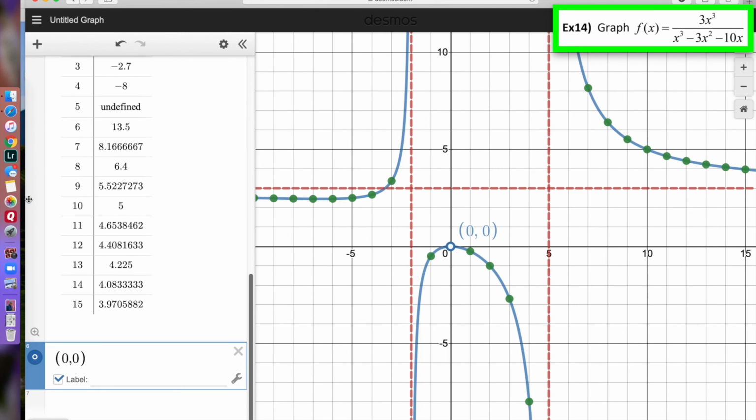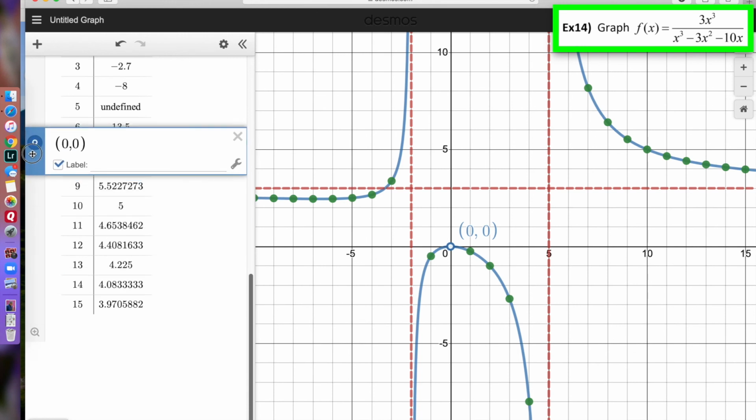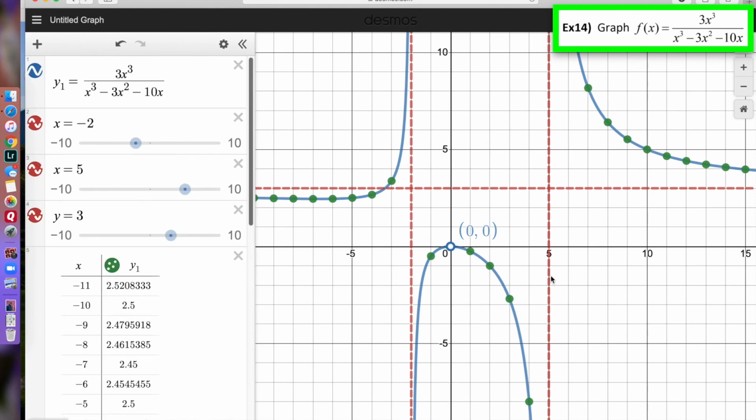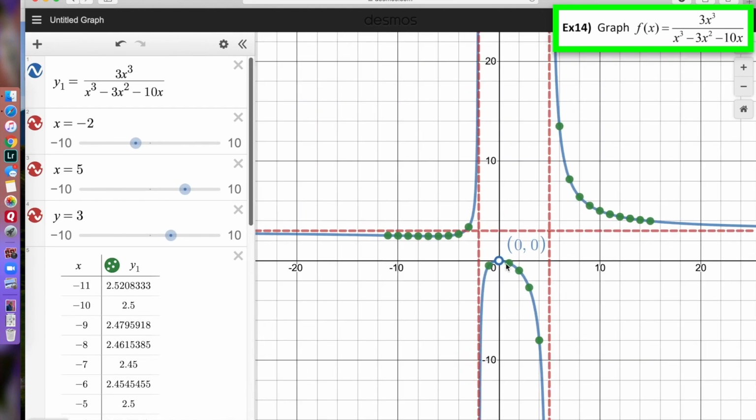So I've got this labeled point here. I'm going to move this up. I think I'm going to move this up above the table. I don't think I can. Anyway, it doesn't matter, so that now I have that hole shown there at 0, 0. That's merely for show, and you don't need to graph that on Desmos. If you know where the hole is, you can just draw it on the graph on your paper.